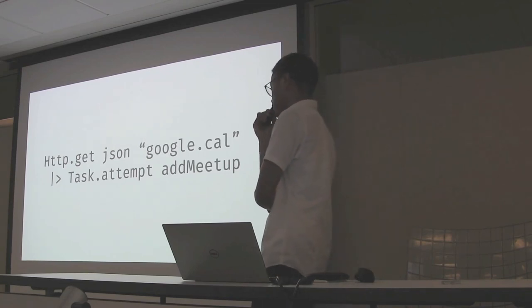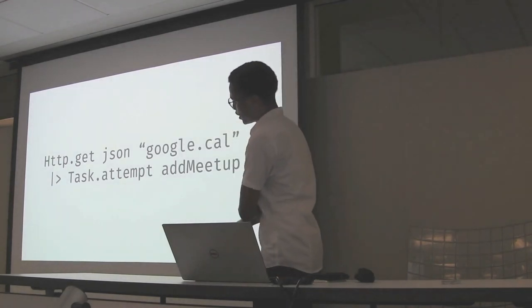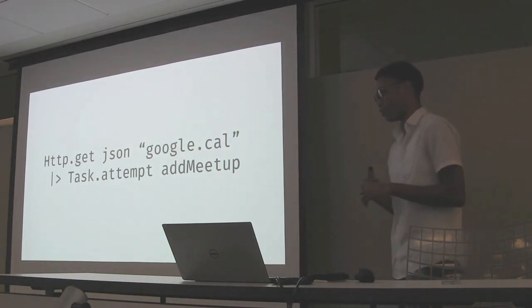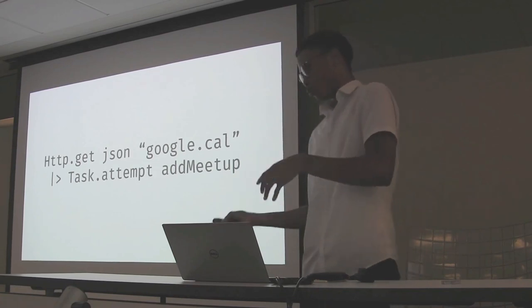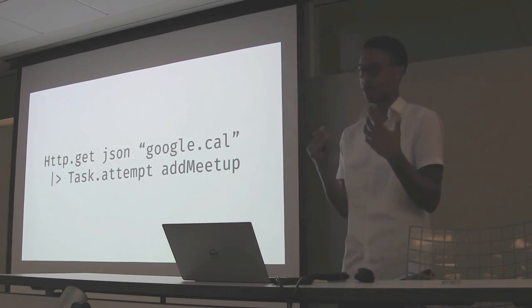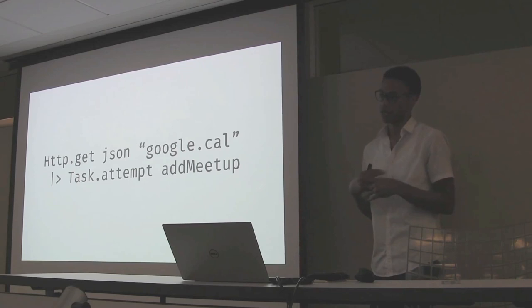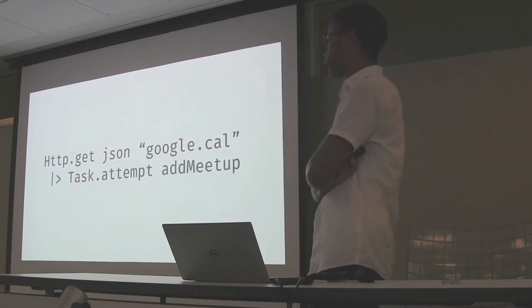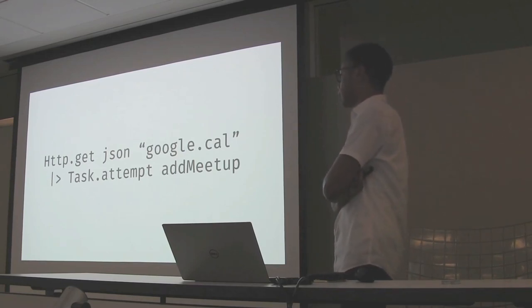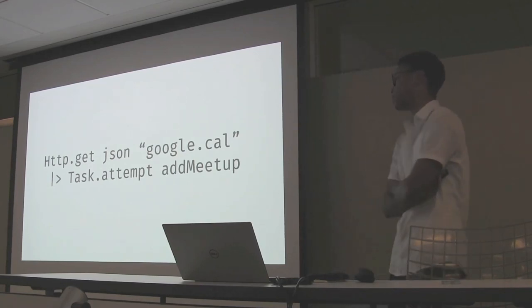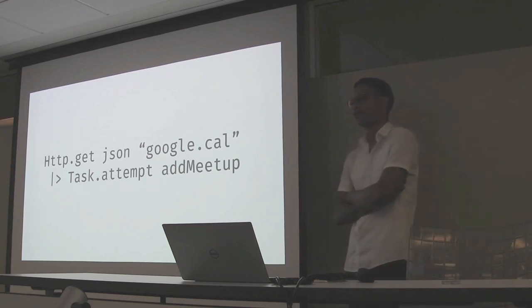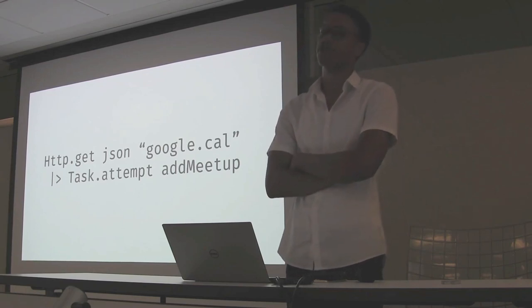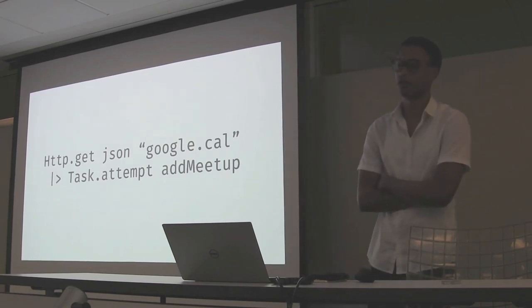You can ignore that JSON parameter, the first parameter to get. It's called a decoder in Elm. It's how we translate the raw JSON result that the HTTP request might give us into, for instance, a record that our program can use. But what's important for this example is that we're going to call the Google Calendar API, and then use a version of that addMeetup function we talked about earlier.